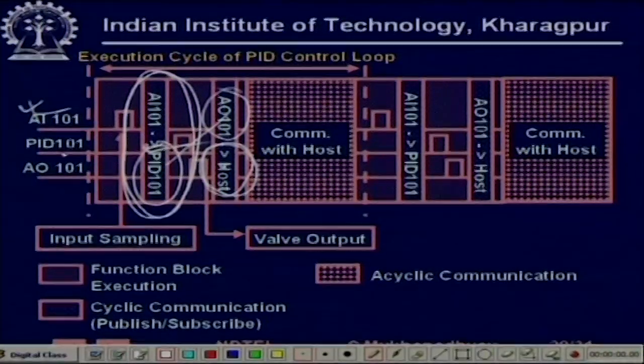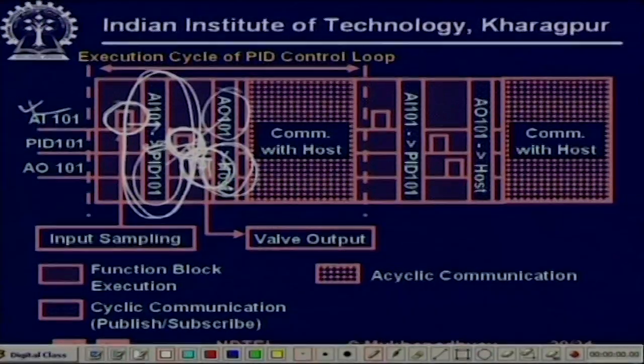So at this point of time, the analog input process computes input samples and then a communication is scheduled. After this communication ends, the PID data has got the result, so it will compute, and then the PID will directly give, and then the AO block will compute. This does not require any communication because the PID and the AO block are on the same physical device. And then the AO block will communicate on the network with the host, right? So this is the way this PID loop computation and communication will go on.